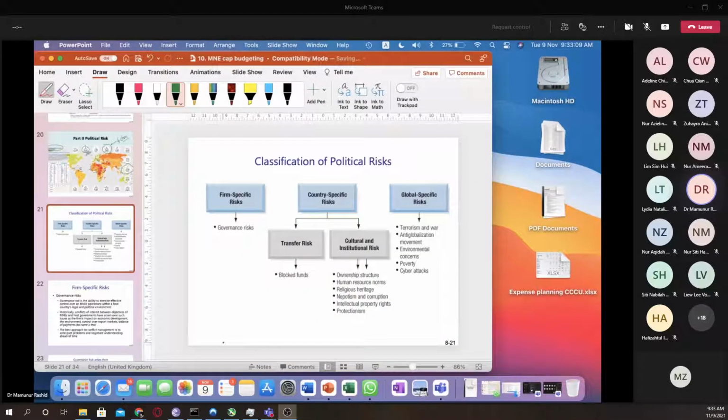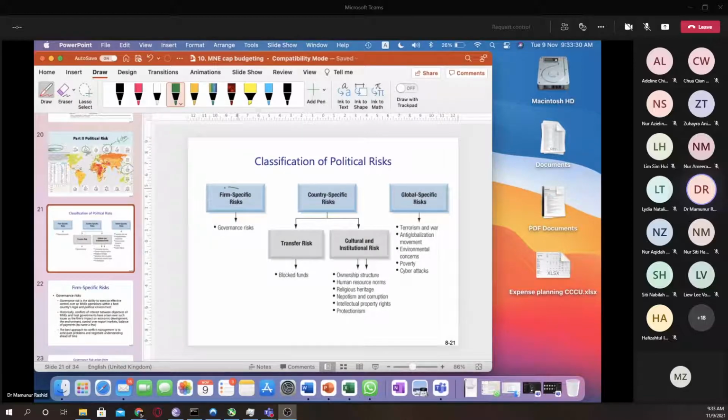Now, political risk can be divided into these three major components. As I said, political risk is nothing to do with political parties. It is the decision. It is the policy. Political risk is regarding the policy of the country rather than any political party or any political party's chaos.